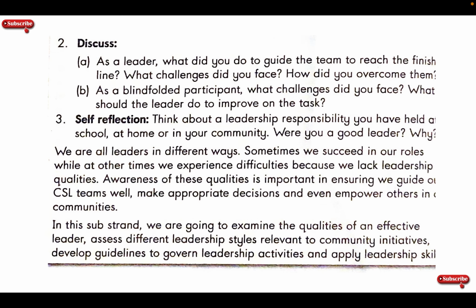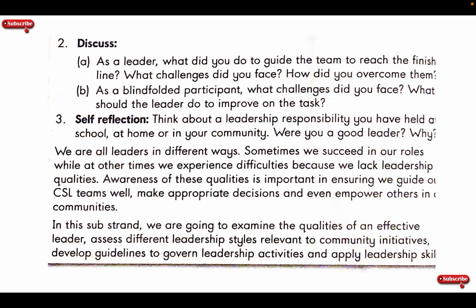So what challenges did you face? The leader now, what challenges did you face? It was hard to keep everyone moving at the same speed. Sometimes instructions weren't clear enough and the team members started moving in different directions. And then how did you overcome the challenges? Staying calm. You can say I stayed calm and slowed down my instructions, or I waited for everyone to finish one step before giving the next direction to make sure the team stayed together.